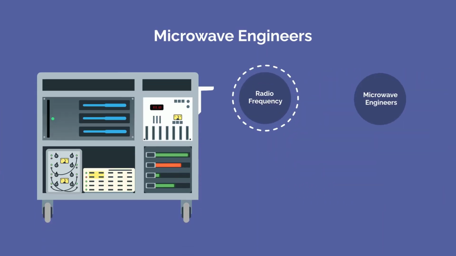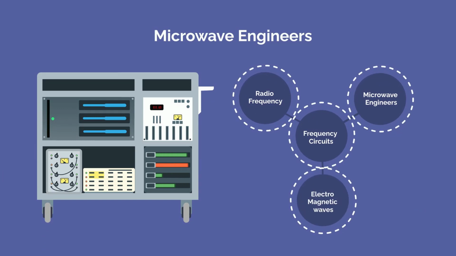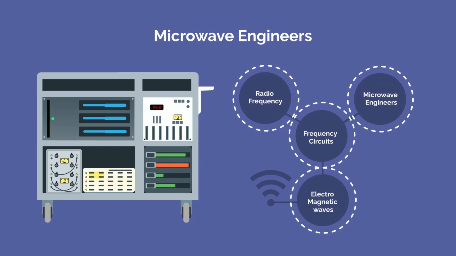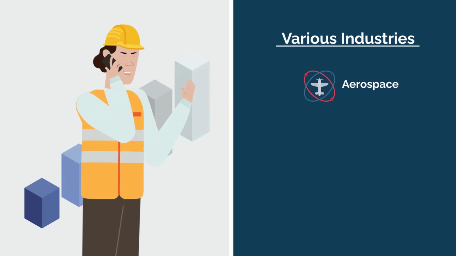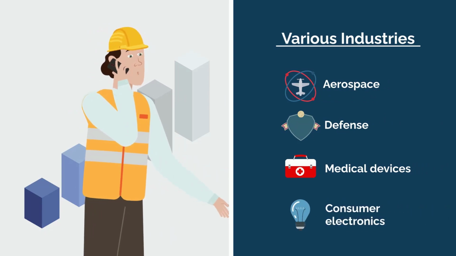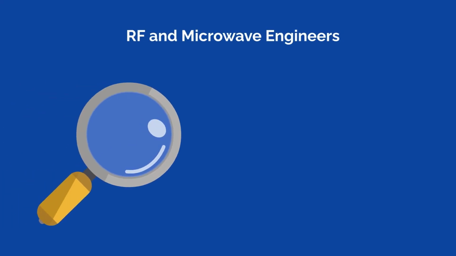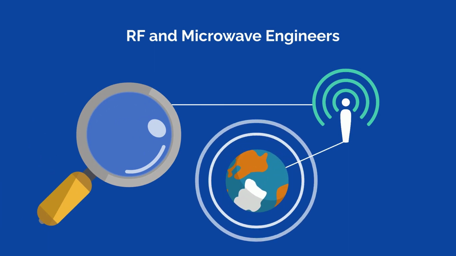Radio frequency and microwave engineers use very high frequency circuits and electromagnetic waves of energy to transfer messages. These engineers are in demand across various industries, such as aerospace, defense, medical devices, and consumer electronics. RF and microwave engineers can be found figuring out the best way to securely encode a signal for transmission and implementing the circuitry to do so.